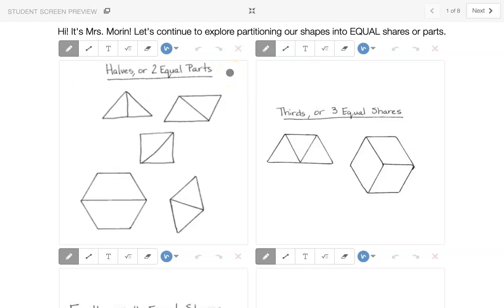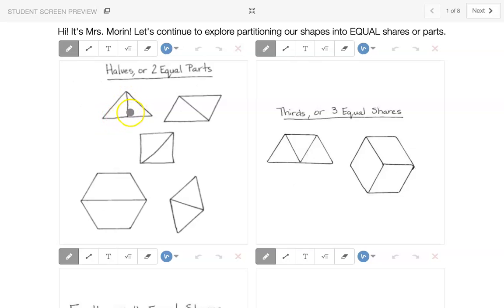It's Mrs. Morin. So let's continue to explore partitioning our shapes into equal shares or parts. And I want you to look at the pictures that I have here, the diagrams, and maybe you can take a piece of paper and a pencil and draw them as we're talking about them. But up here in my first group, it's my halves, or two equal parts. And equal means they are the same size, right?